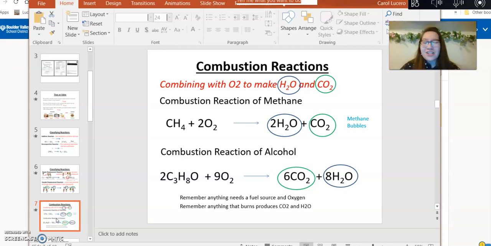Combustion reactions are actually pretty straightforward. Your big indicators that you have a combustion reaction are going to be having oxygen on the reactant side, as well as, on the product side, water and CO2. So if you see water and CO2 on the product side, that is telling you that it is a combustion reaction.